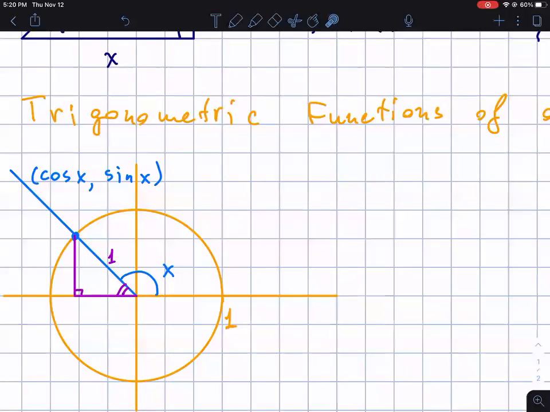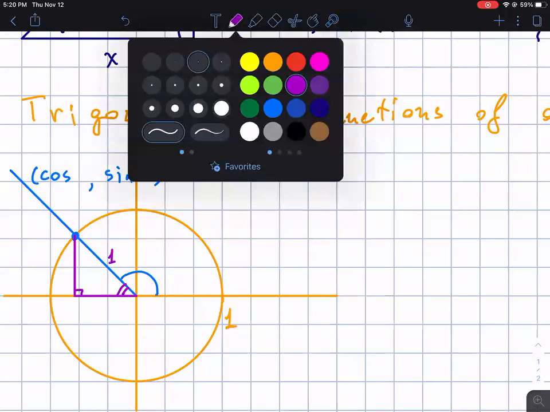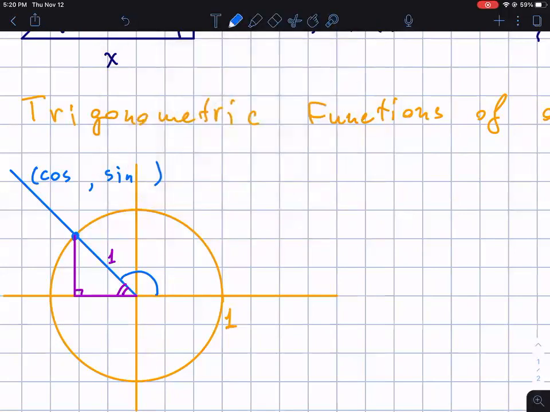Why is y the sine? So basically the y direction, is that sine? Yes. The y direction, the vertical direction, is the sine, and the horizontal is the cosine. Maybe I should change this x to some other letter. Let's change it to letter theta. Yes.